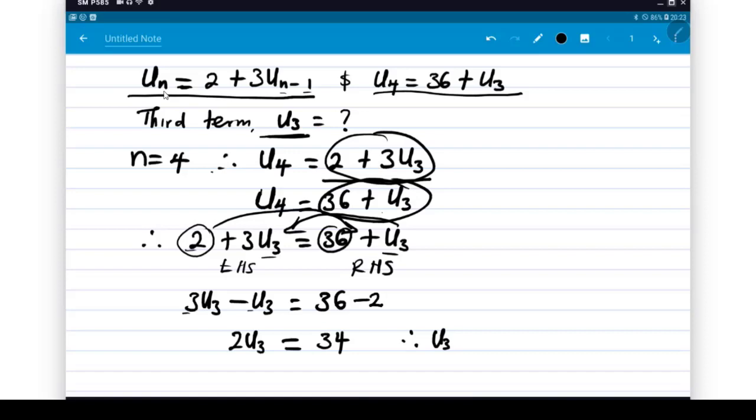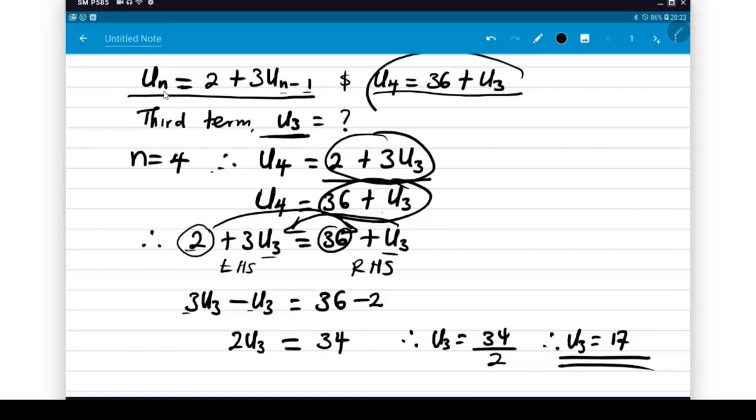So therefore, my u3 will be 34 divided by 2. So meaning u3 will be 17. Okay, so that is the answer to this one. So it is not like the other one where we just need to find u1, u2 to get to u3.